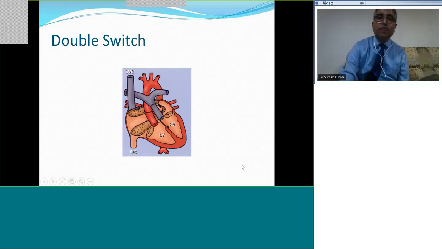And look at this cartoon. Here is the left ventricle. Now the arterial switch has been done. You can see the suture line. This is the aorta, and the RV is going to the pulmonary artery. You need this dog leg-like baffle to divert the vena cava blood to the right ventricle.